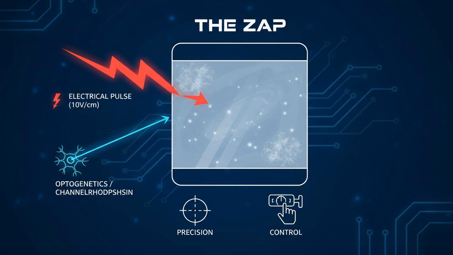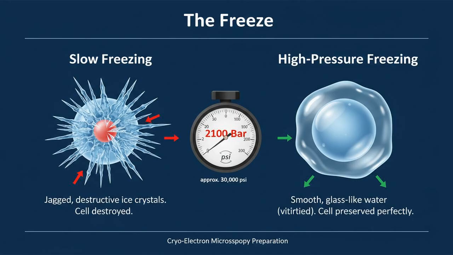In this case, a flash of blue light triggers the neurons. This optogenetic approach is less invasive than electricity and allows for specific targeting of certain neuron types, such as activating only inhibitory neurons in a mixed culture. Next, we have the freeze.